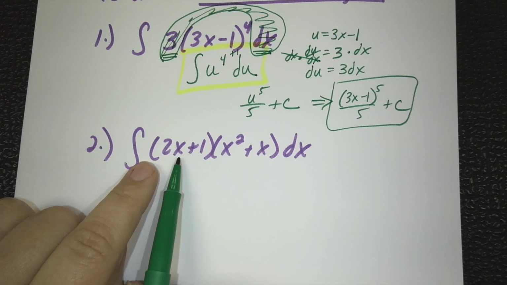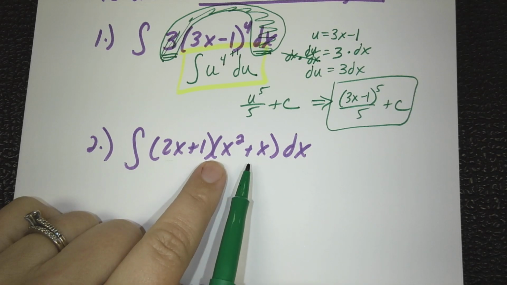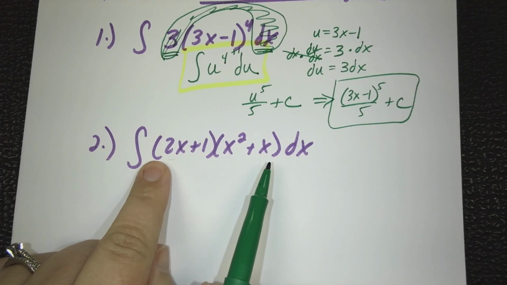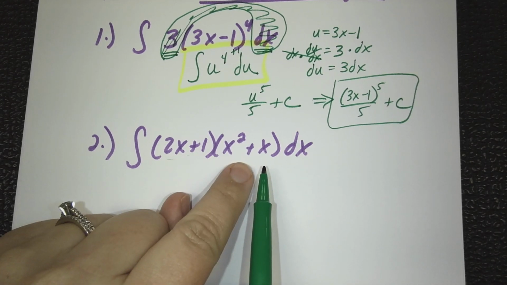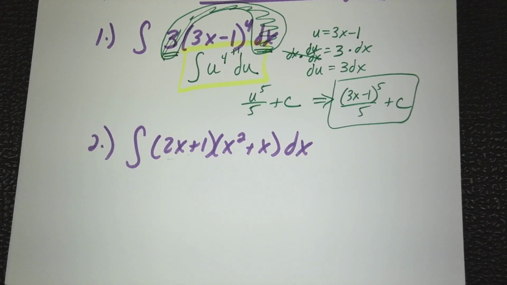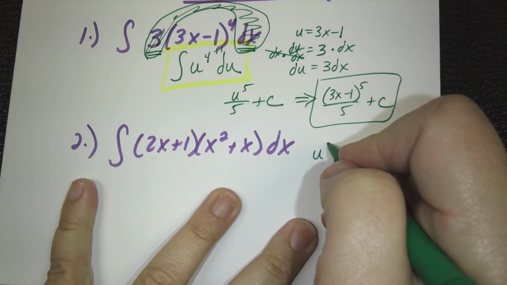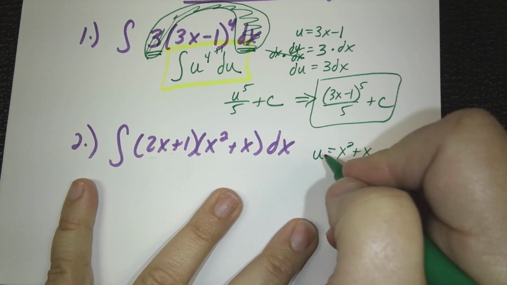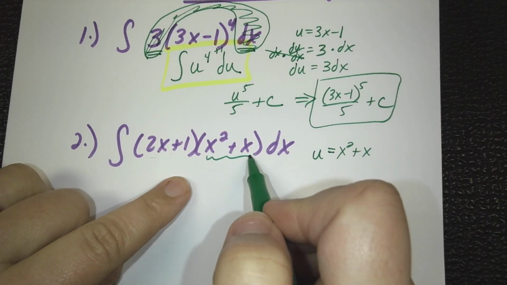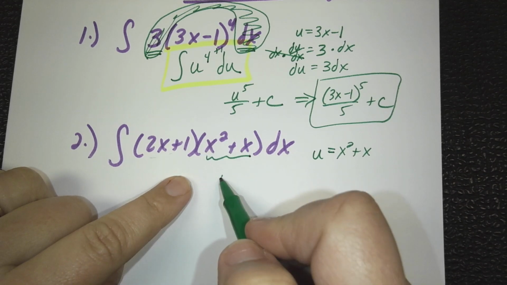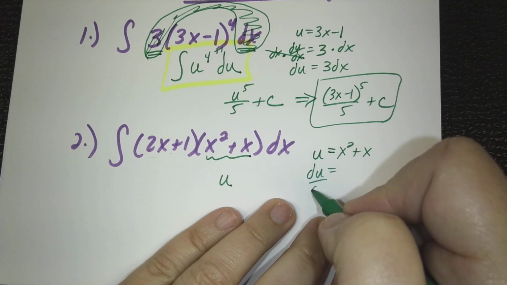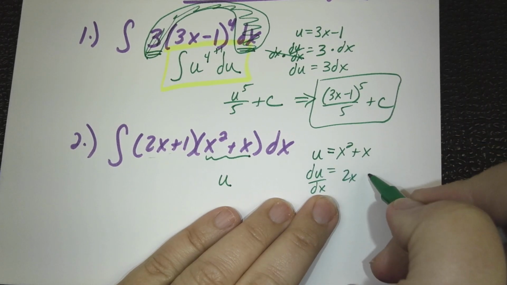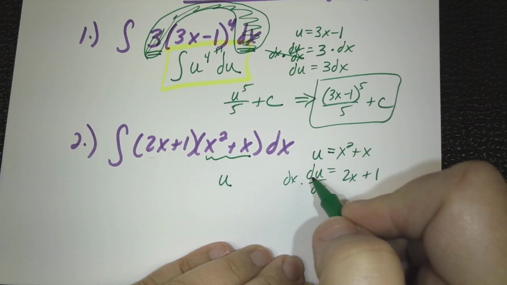So take a derivative of this right now in your head. What would that be? 2. Take a derivative of this in your head. 2x plus 1. That's the derivative of that. So which one do you want to call u then? x squared plus x. All right, so let's call u x squared plus x. So this right here, I'm literally going to replace it with u. Okay? du dx, I'm going to call 2x plus 1, but I'm going to multiply both sides by dx.